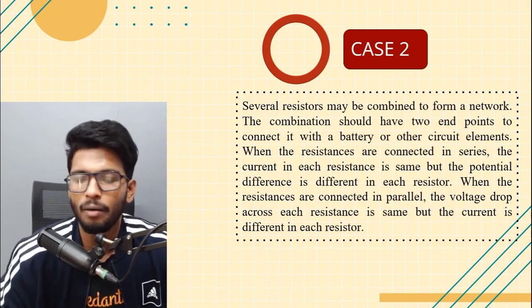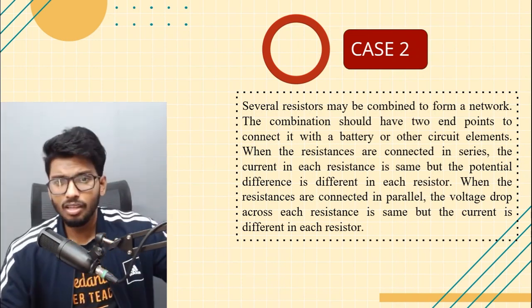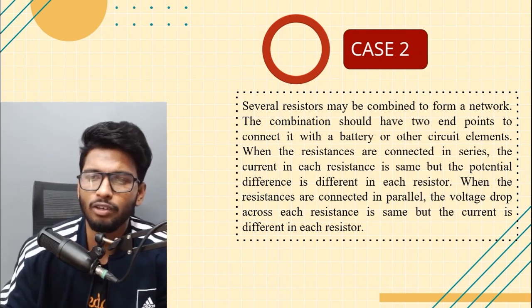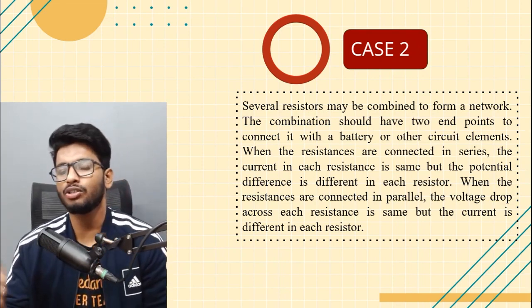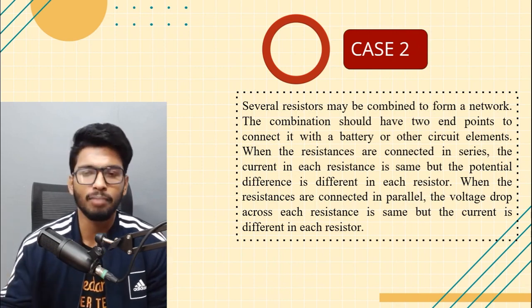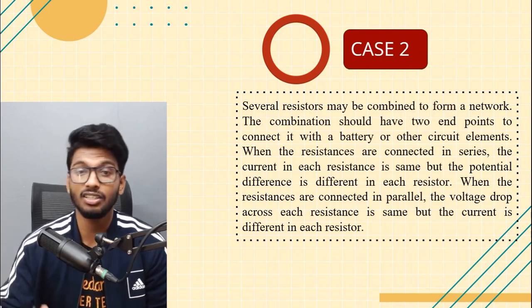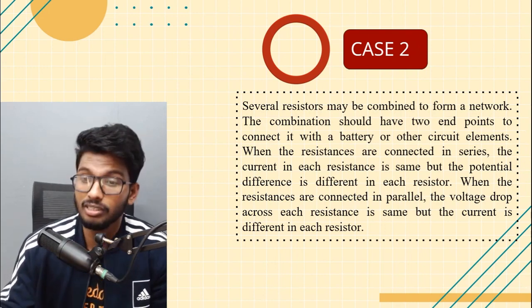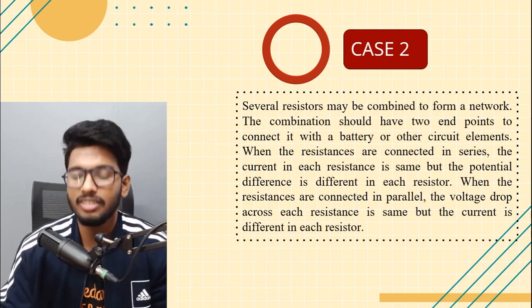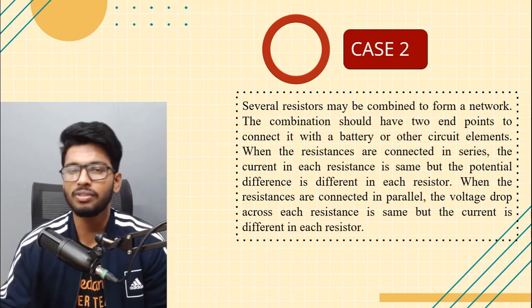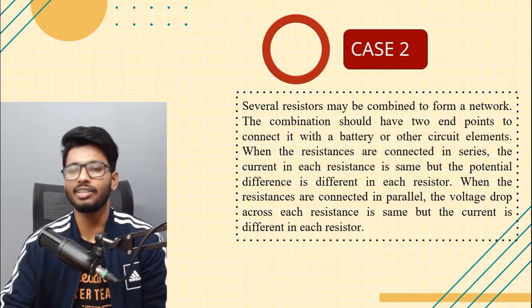Case number 2. Again, we're going to get it on the next case study based question. Here is one. Several resistors may be combined to form a network. The combination should have two endpoints connected to it, connected with a battery or another circuit element. When the resistors are connected in series, the current in each resistance is the same, but the potential difference is different in each resistor. When the resistors are connected in parallel, the voltage drop across each resistance is the same, but the current is different in each resistor.